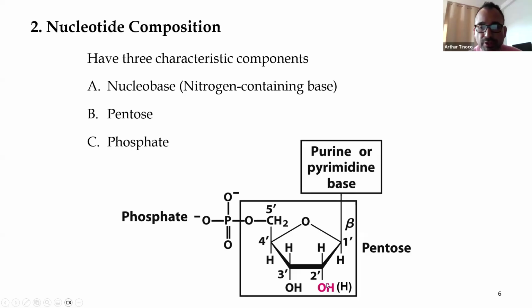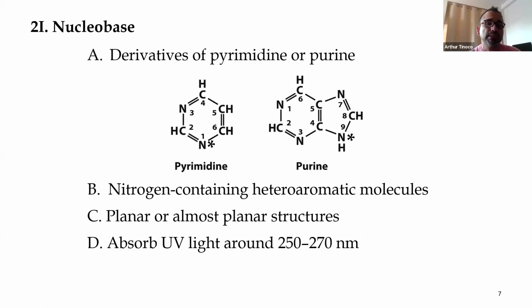And then you see here the position carbon 2 prime, which is highlighted in red, but also in black, depending on which form it is, the OH form or the H form. And the other component is the phosphate group. So let's talk a little bit about the nucleobases.